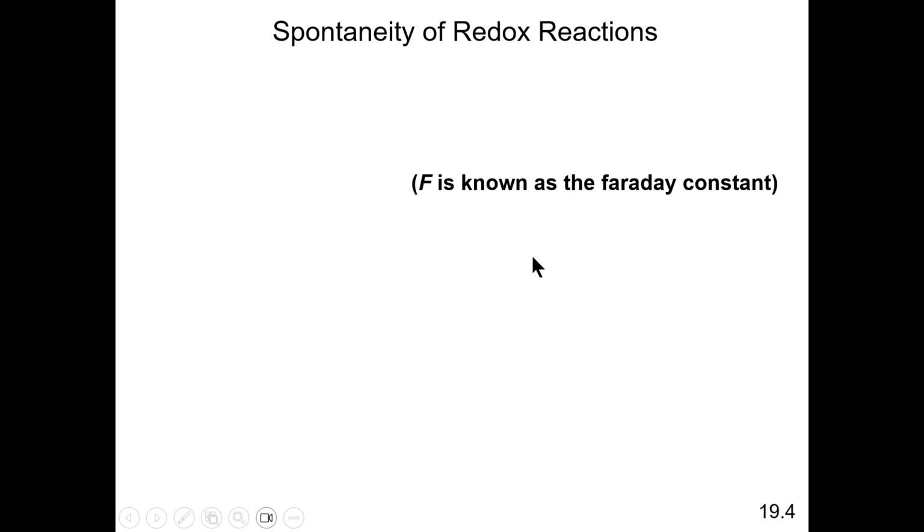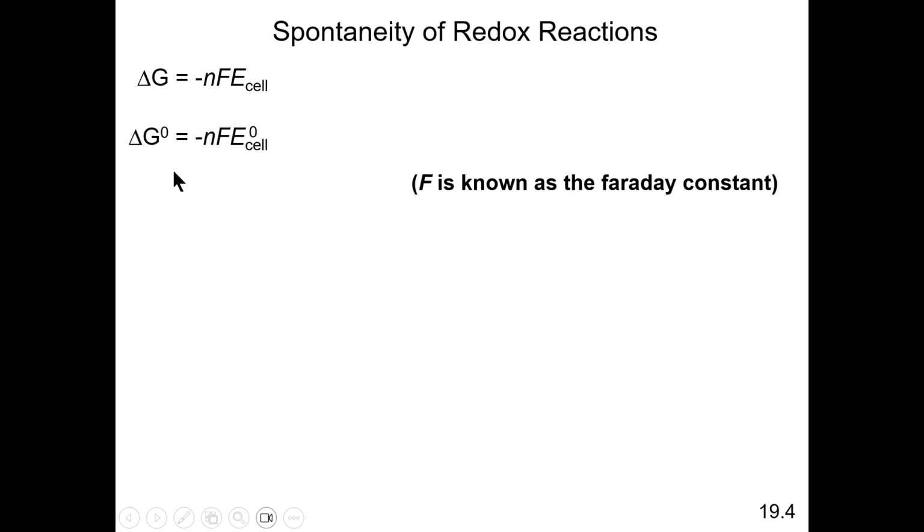reverse direction. So what we're going to talk about is how what we have learned so far ties into predicting the spontaneity of electrochemical reactions. Firstly, I want to introduce this equation. This equation relates the free energy of a reaction in a cell to the EMF of the cell. Delta G is equal to minus N times F times the EMF of the cell.